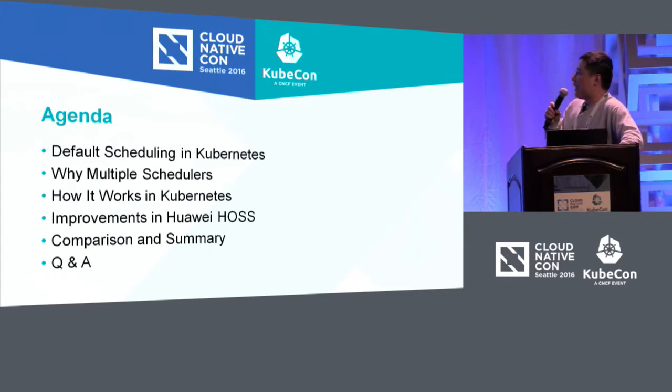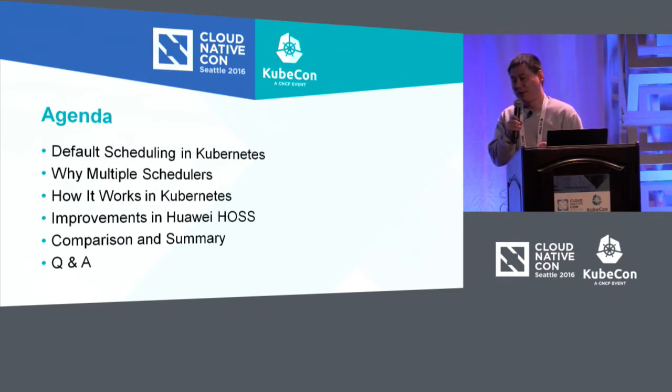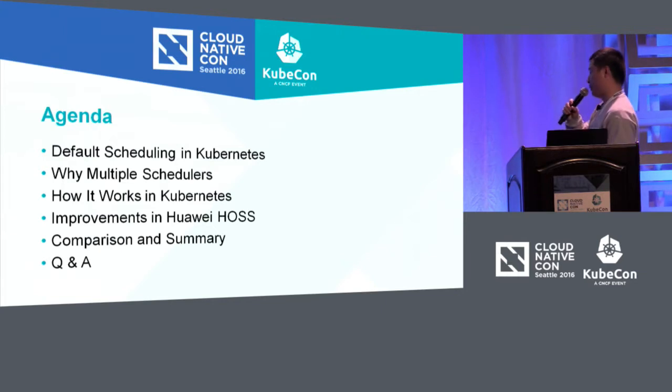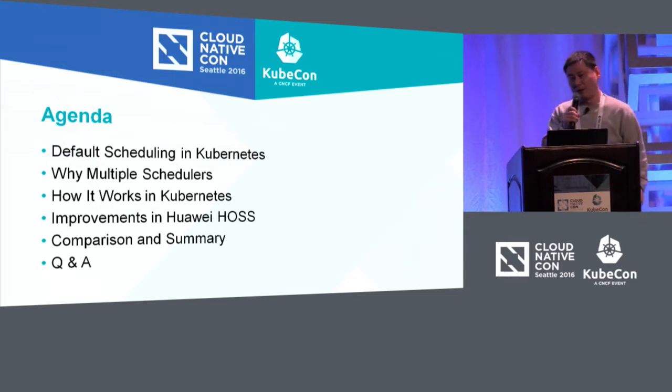During the project, we also evaluated how multi-schedulers are supported in other systems, mainly Mesos. It's pretty interesting to see how multi-schedulers are supported in a totally different architecture. So I will also spend several minutes to share our understanding on that, and then give a quick comparison and summary about the different architectures and their support for multi-schedulers. And after all this, I will try to leave some time for Q&A and discussion.